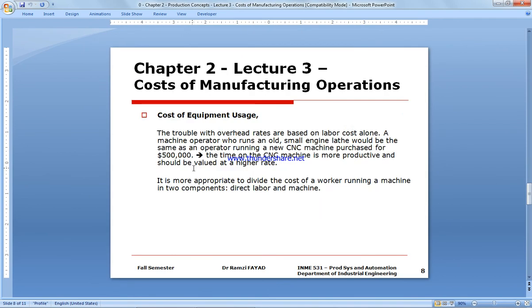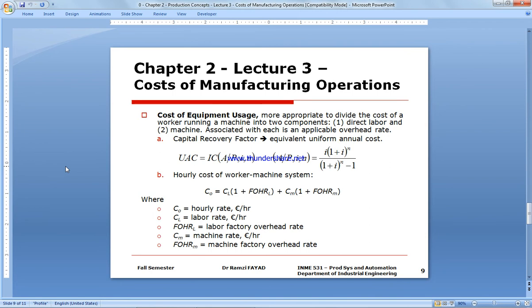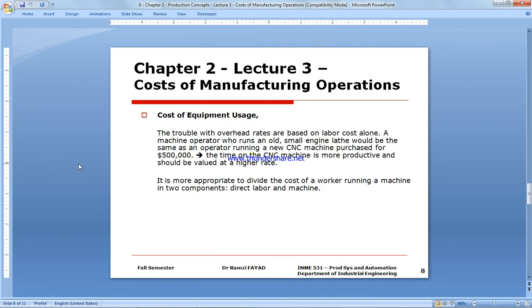So it is more trouble with overhead rate based on labor cost alone. A machine operator who runs an old small engine lathe would be the same as an operator running a new CNC machine purchased for $500,000. The time on the CNC machine is more productive and should be valued at a higher rate.